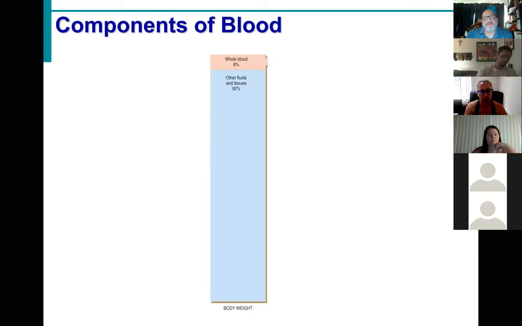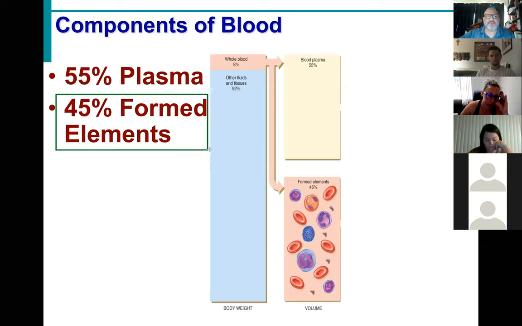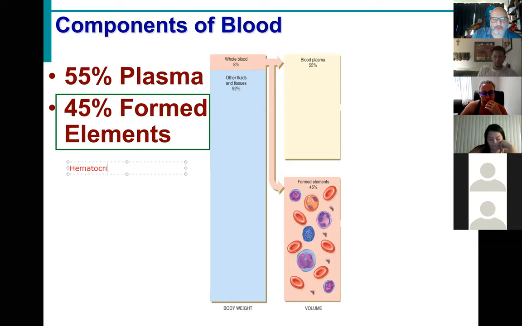If you were to take a small amount of the blood out of your body, again, notice your whole blood only makes up about 8% of your entire body weight. And if we were to take that and spin it around really, really fast, not only would we get the blood dizzy, but we would be able to separate it into our blood plasma and those formed elements. Now, the formed elements, again, are the erythrocytes, the leukocytes, and the thrombocytes. Notice our blood on average is around 45% formed elements, and we have a fancy name for that. We use the term hematocrit.